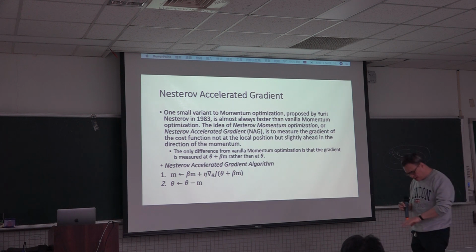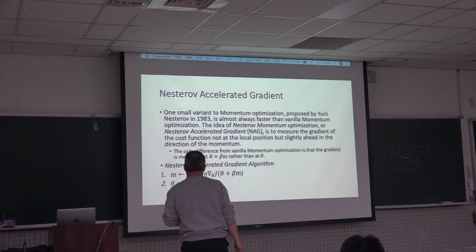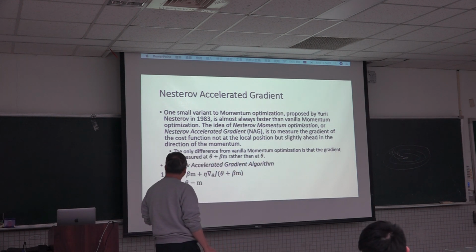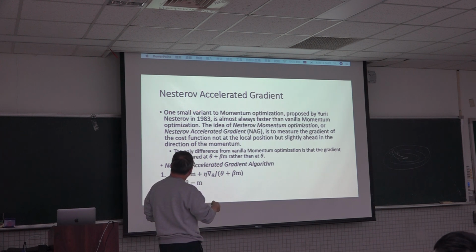The next optimizer is called Nesterov accelerated gradient. This is a variant of momentum optimization, proposed by Yuri Nesterov. This optimizer is almost always faster than the momentum optimization.